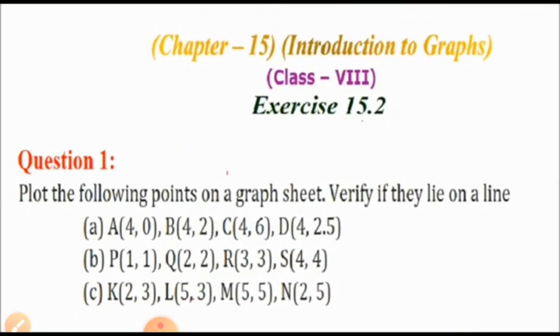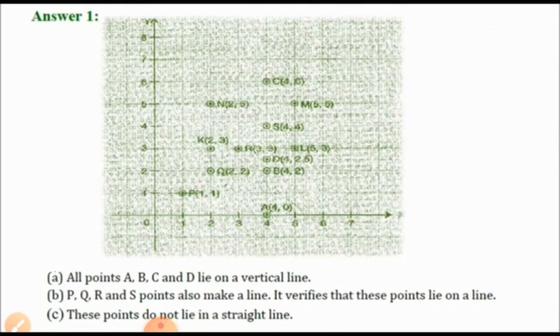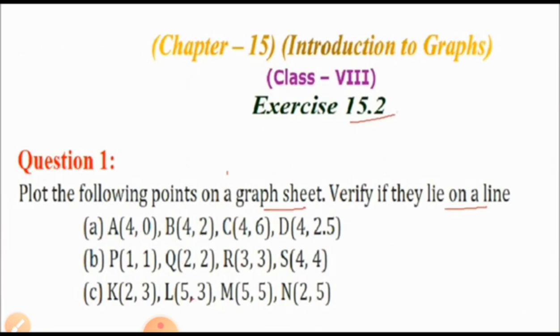Now look at 15.2, standard 8 mathematics, exercise 15.2, question number 1. Plot the following points on a graph sheet. Verify if they lie on a line or not. So A, B, C, 3 points are given, each and every one has 4 points. All points A, B, C, D. Yes, A 4,0, B 4,2, C 4,6 and D 4,2.5. Yes, my dear student, here a decimal is given. Don't worry about the decimal. You know where you have to plot the point.